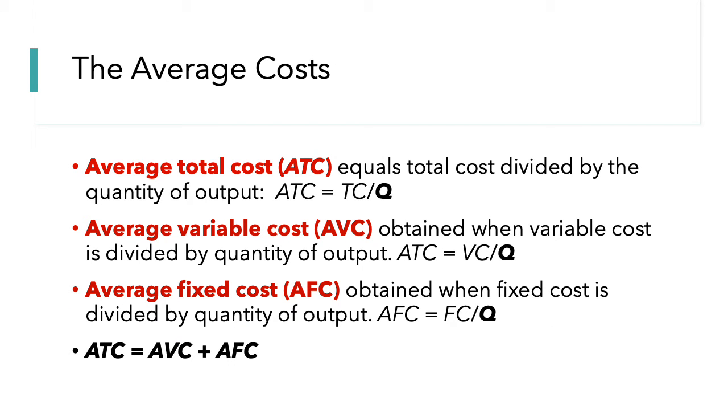The average costs. Average total cost equals total cost divided by output. Average variable cost is obtained when variable cost is divided by quantity of output Q. Average fixed cost is the fixed cost divided by output. You can find average total cost by summing up average variable cost and average fixed cost.